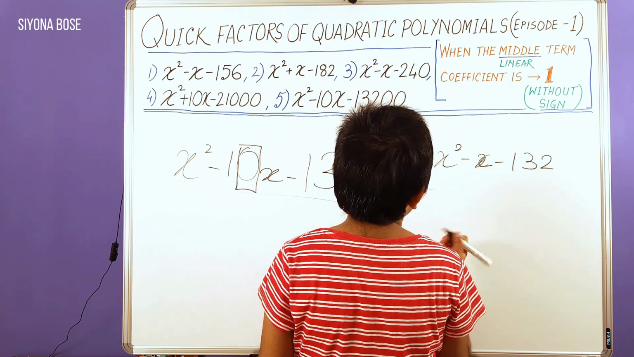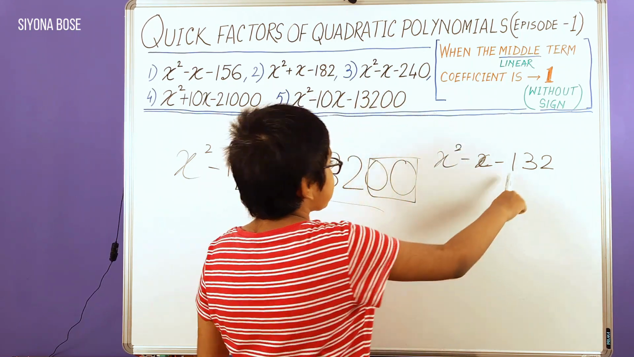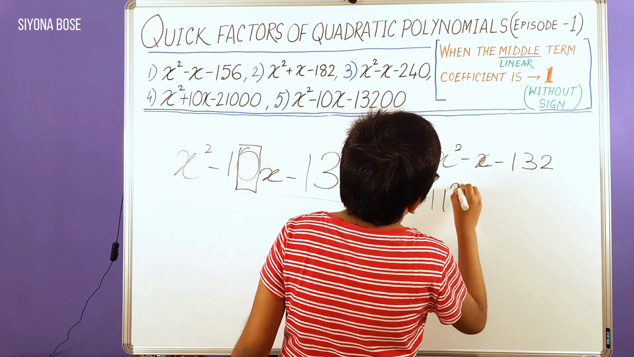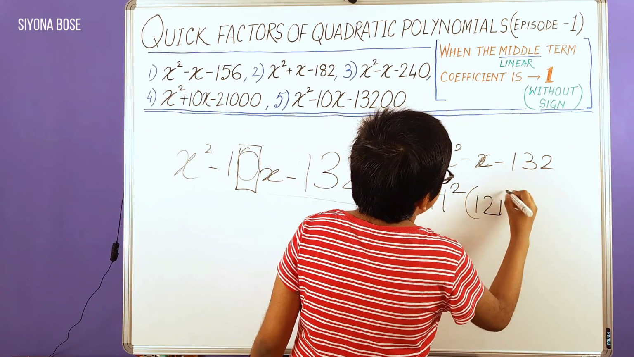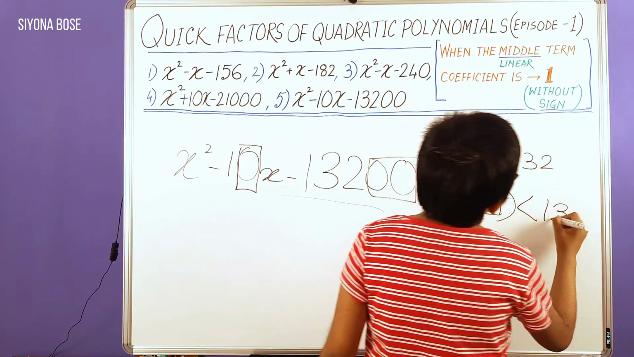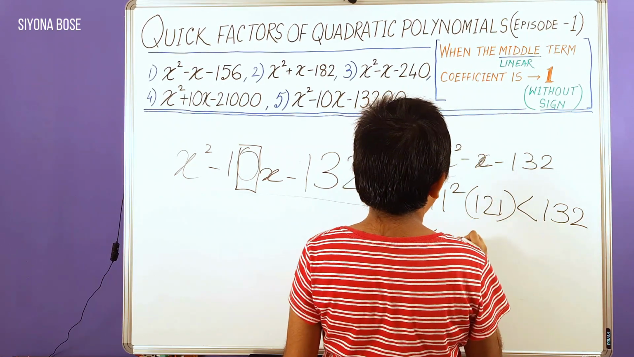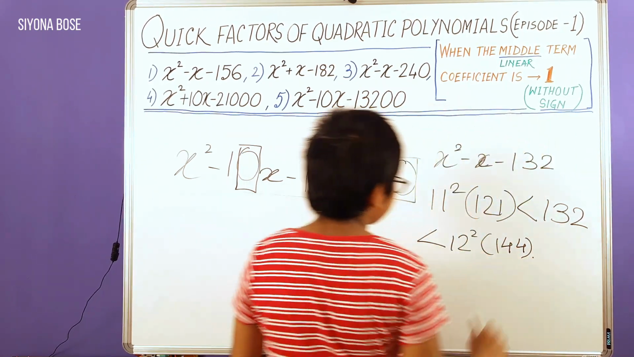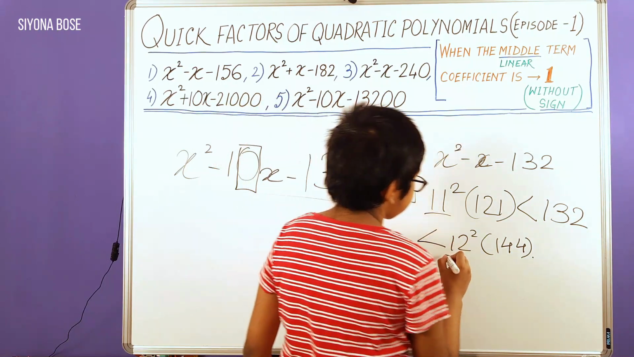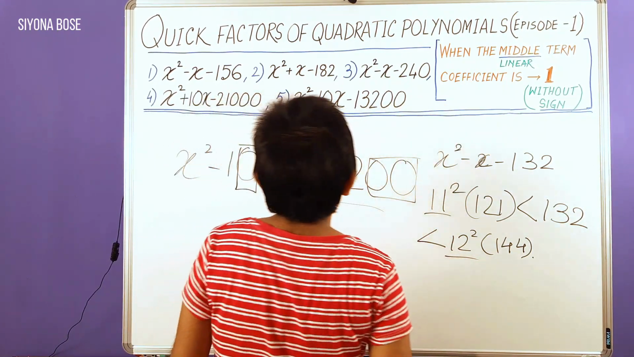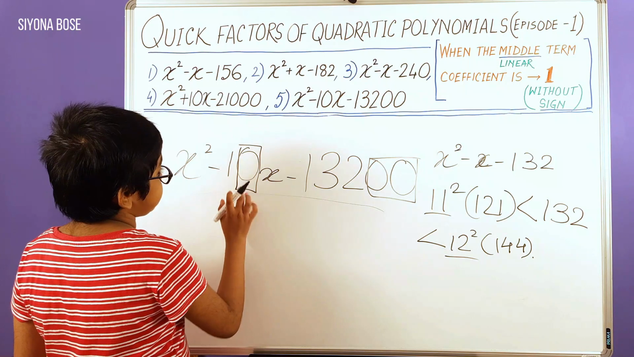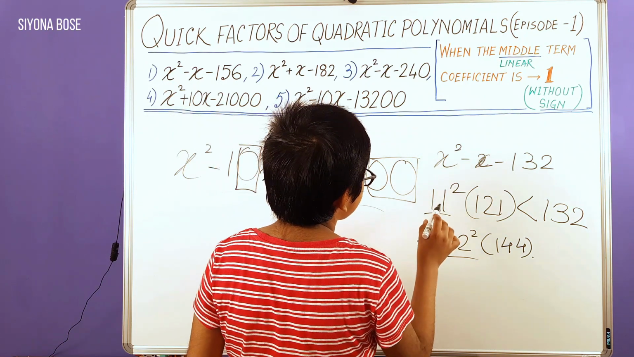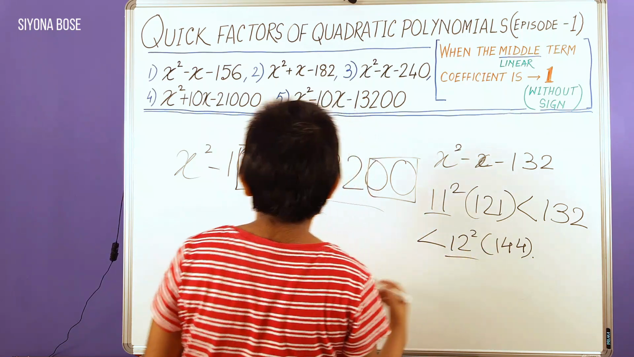Now I can easily solve this polynomial. But first we need to locate 132 between 2 perfect square numbers. 11 squared, 121, is less than 132, less than 12 squared, 144. Okay, we have the factors 11 and 12. But first, we need to remember the 0 we excluded from the 10, like in the previous case. And we get the final factors as 110 and 120.